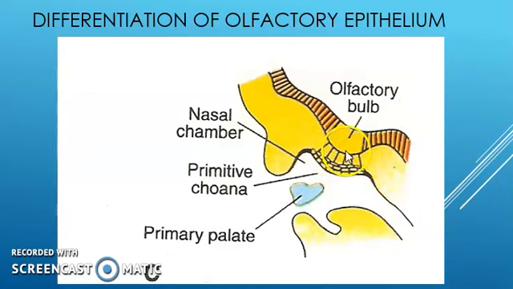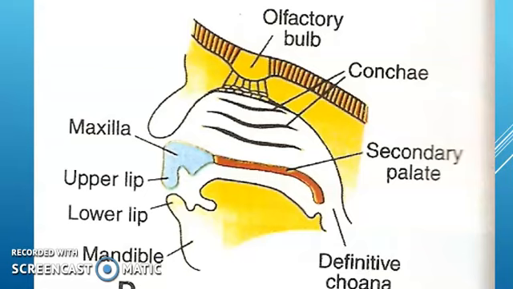The axons of the olfactory cells, which are the sensory cells, will form the olfactory nerve, which will reach the olfactory bulb of the brain. Here again, this is the olfactory epithelium and olfactory nerve, reaching the olfactory bulb. There is formation of the elevation in the lateral wall of the nose called conchae. There is formation of the primary palate and secondary palate, and here is the definitive choana, the opening of the nasal cavity posteriorly into the nasopharynx.